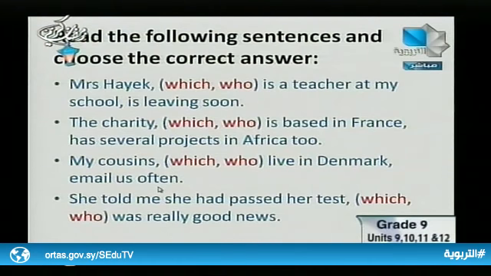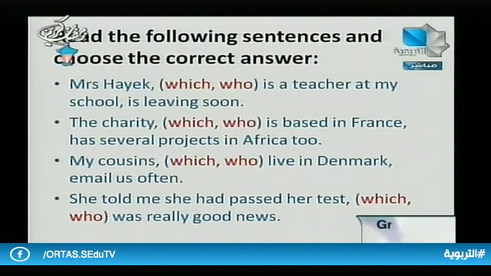She told me she had passed her test, which was really good news. Here we are talking about the news. It's a tricky one. I think this sentence may cause some confusion, a little bit. Why?